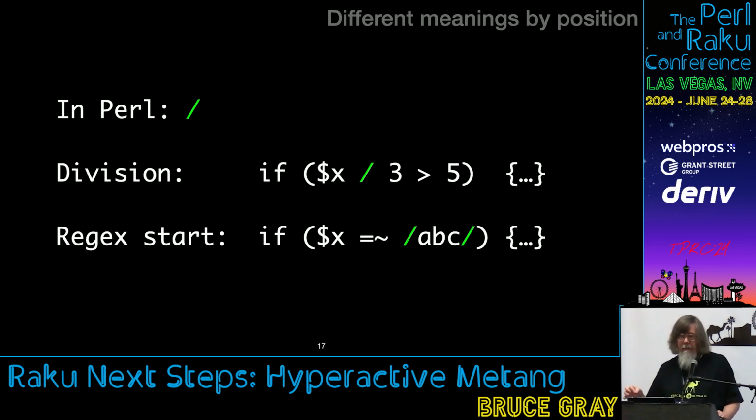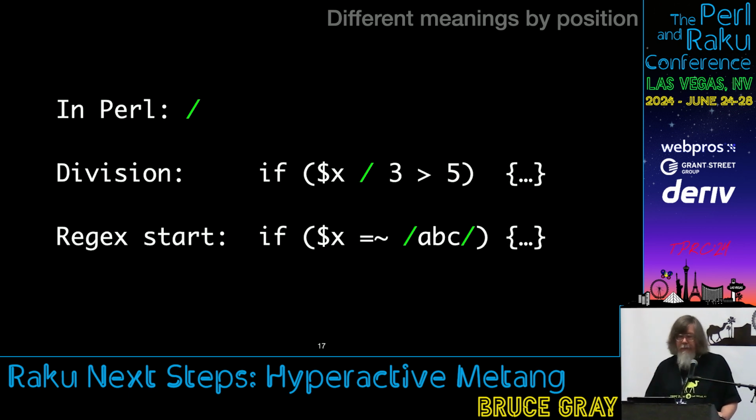Any symbol on your keyboard can mean different things depending on where it's used in your program. Just like in Perl, the slash could mean division, or the slash, same character on your keyboard, might indicate the beginning or the end of a regular expression.